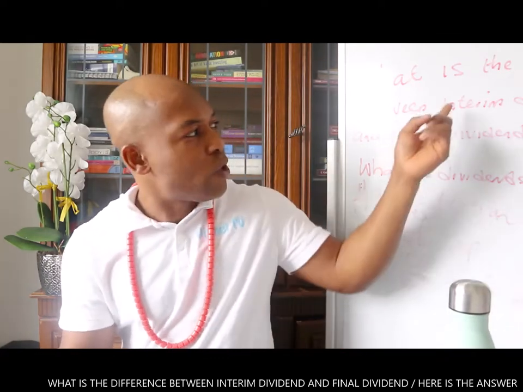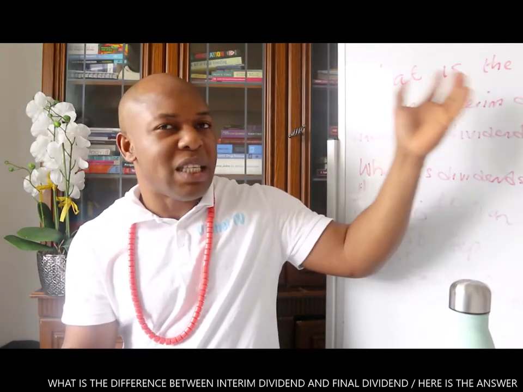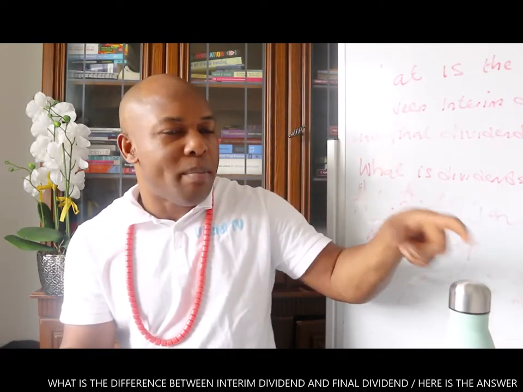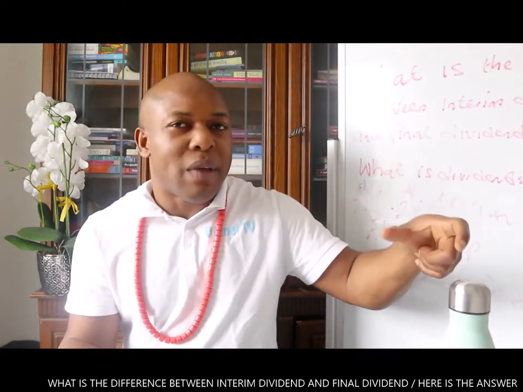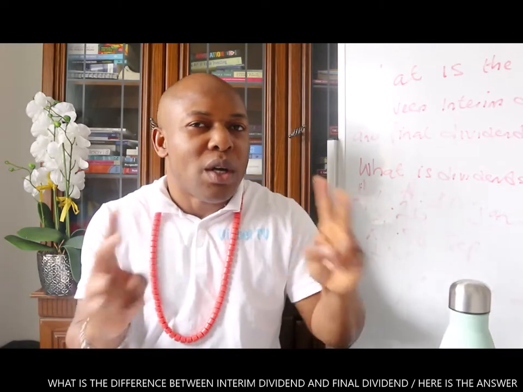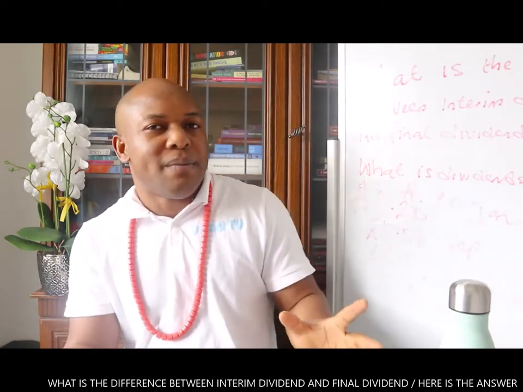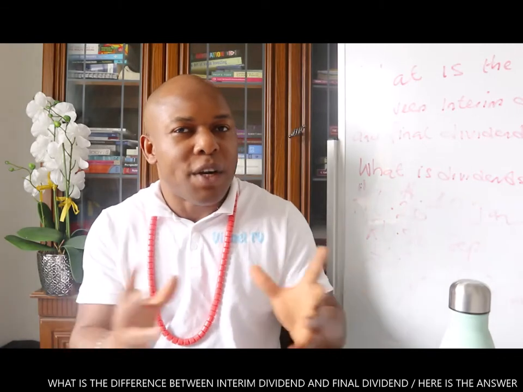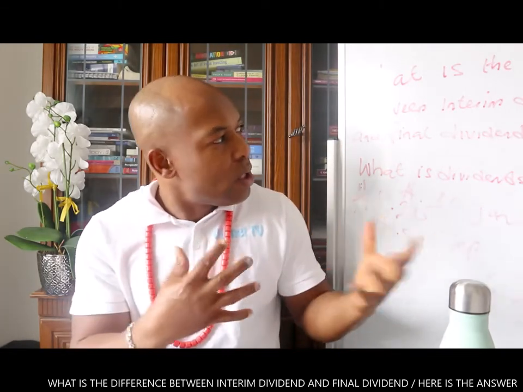So if you add the first one they already made around September, plus the one they made after December, if you add them two, that will be the final dividend. That will be the final for the year. So I thought to explain this to you.